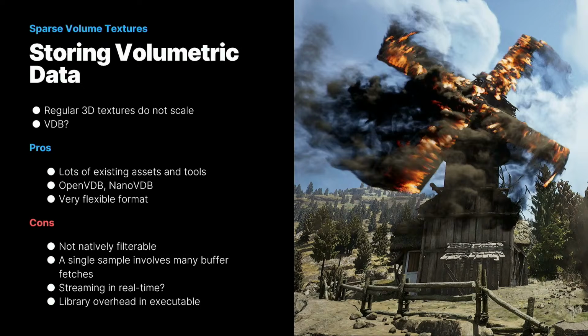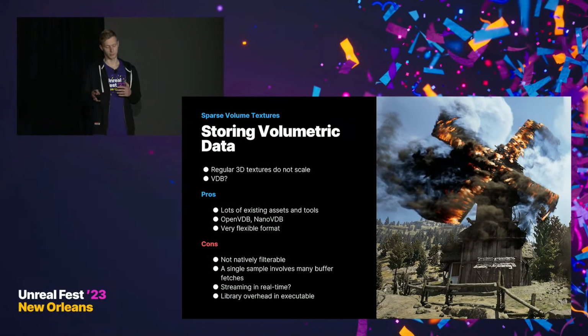So on the upside, there are lots of existing assets and tools, so it will be easy for users to adapt this new feature in Unreal Engine. There's a library like OpenVDB and NanoVDB. They could be used to accelerate implementation. And the format itself is also very flexible, so artists could make very different uses of this, and this would see wide adoption. The downside being that the stored data is not natively filterable and needs to be manually converted to floating point values, which isn't that fast. And due to the tree structure, a single sample involves many buffer fetches, which also is not a point in favor of performance.